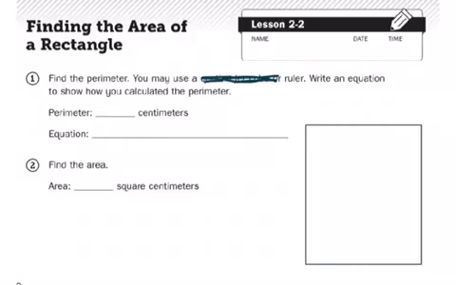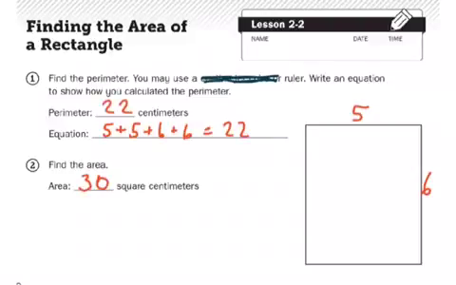So first you want to complete this question, finding the area of a rectangle. Find the perimeter. You may use a ruler or your template. Write an equation to show how you calculated the perimeter. And then number 2 says find the area. So give that a try. When you think you have it done, come on back to the next slide.